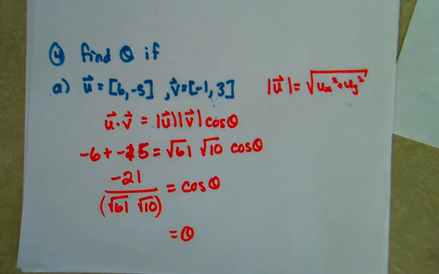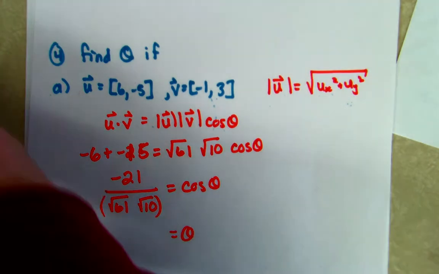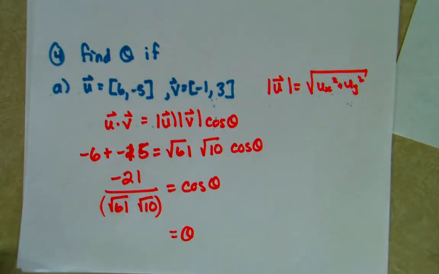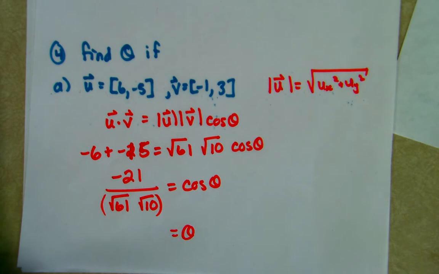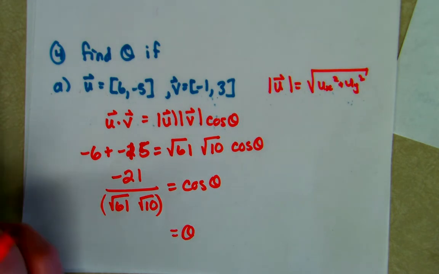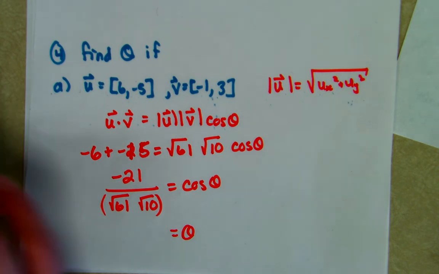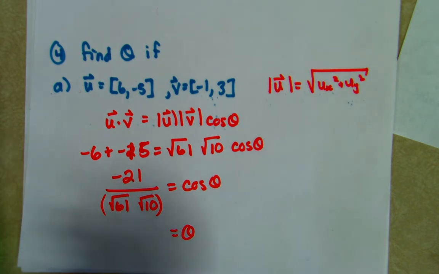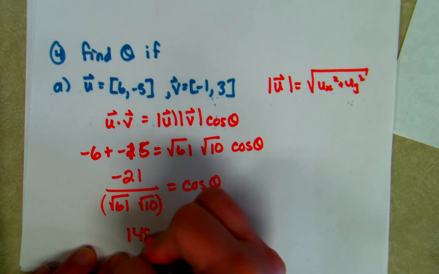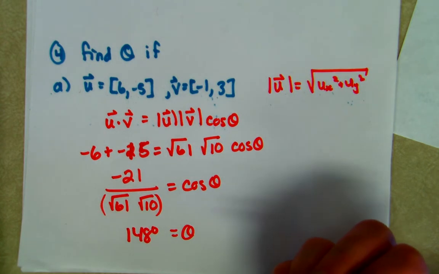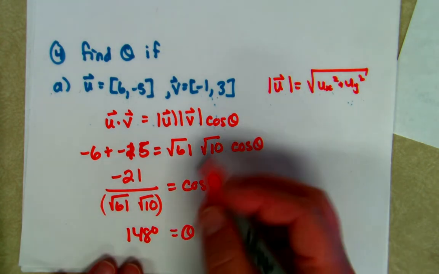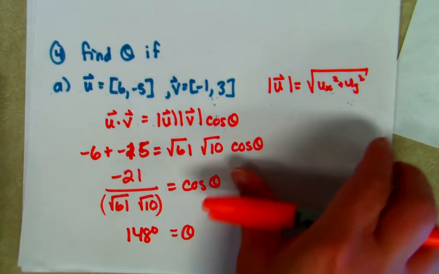So to grab my calculator. I'm going to do negative 21 divided by bracket root 61 times root 10, close the bracket. And then I'm going to shift cos, or inverse cos, second cos, and I get 148 degrees. So the angle between u and v would be 148 degrees.